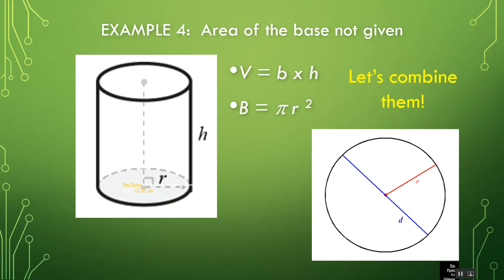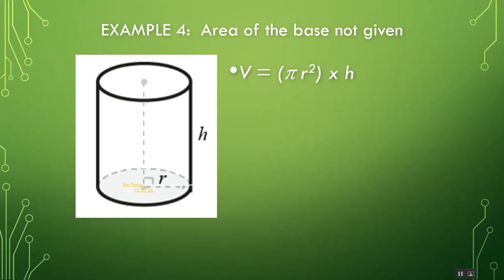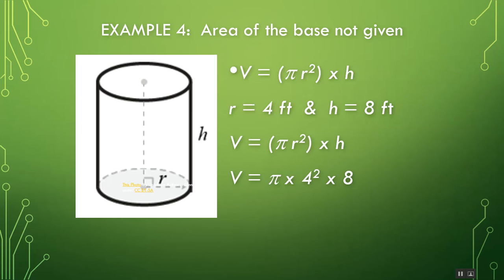Okay, so let's combine these. Volume equals base times height, and we know that that base is pi r squared. So we plugged in pi r squared for the base. We know the radius is 4 feet, the height is 8 feet. There's our formula again. Let's plug those numbers in. Pi times 4 squared times h.